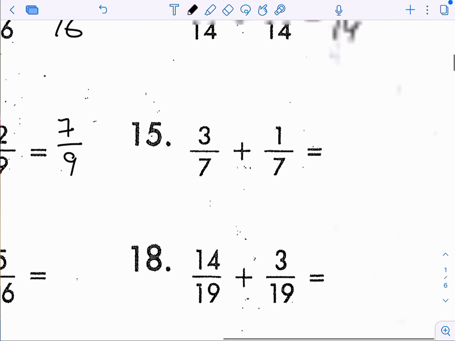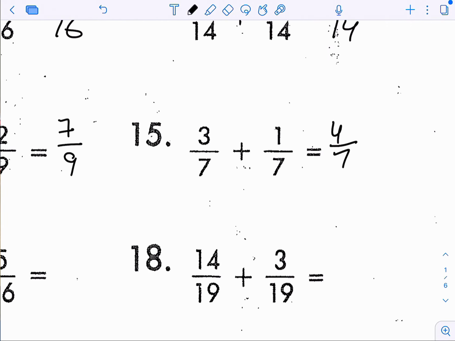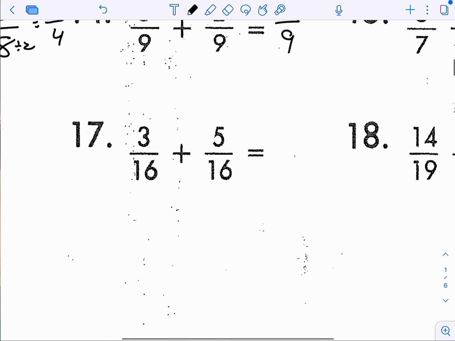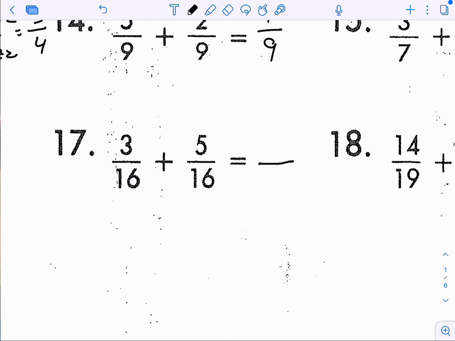Okay, so we'll see if we catch any more here. So 4 over 7. Now, one thing to remember, usually if you've got a prime number as your denominator, since it's prime and the only factors are 1 and itself, usually, not always, it's in lowest terms. Okay, 14 and 3 is 17 over 19. Okay, there's another prime number in 19.